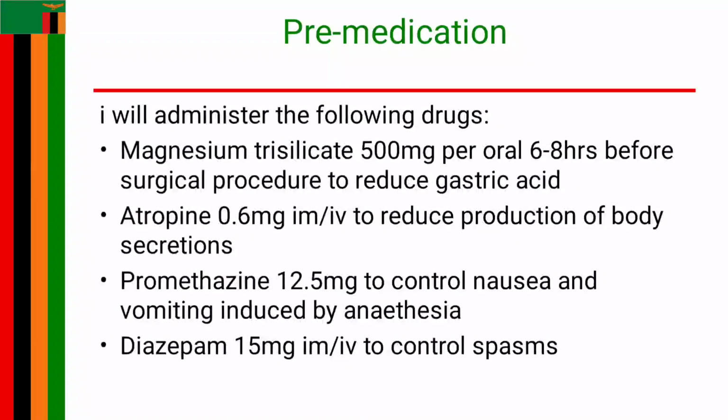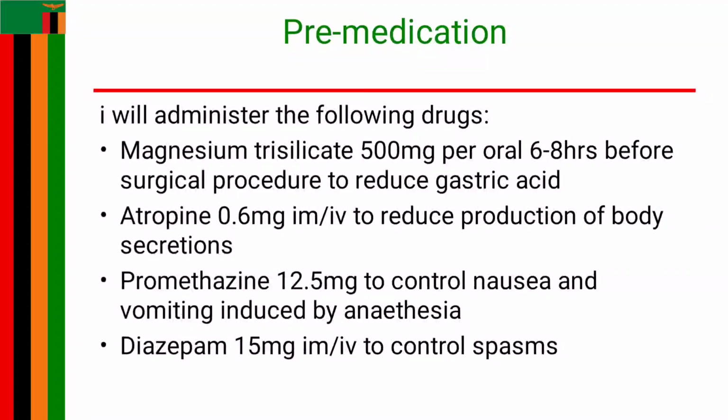The next heading is pre-medication, and you can say I'll administer the following drugs: magnesium trisilicate 500 milligrams. This one is given to prevent gastric acid secretions so that we avoid diseases such as gastritis or peptic ulcers. Atropine 0.6 milligrams. It reduces production of body secretions like saliva so that there is no aspiration during the procedure.